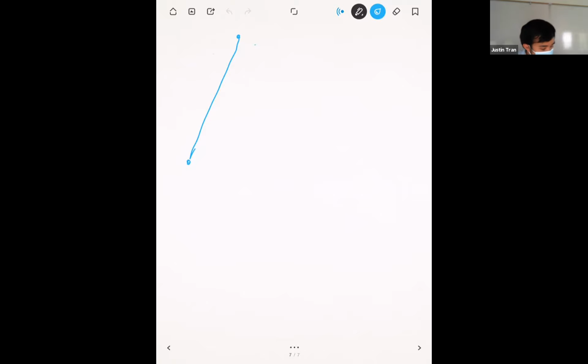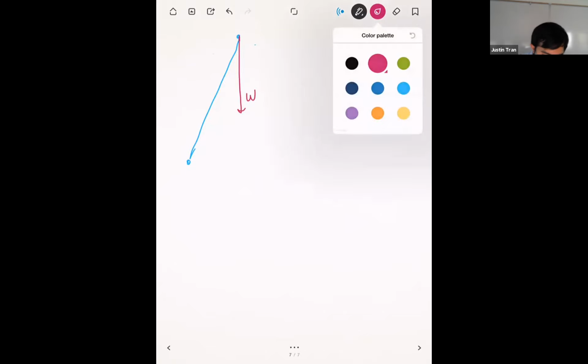All right. And so, just like before, we have a vertical force like this. And then we're going to draw a component parallel to the spine.